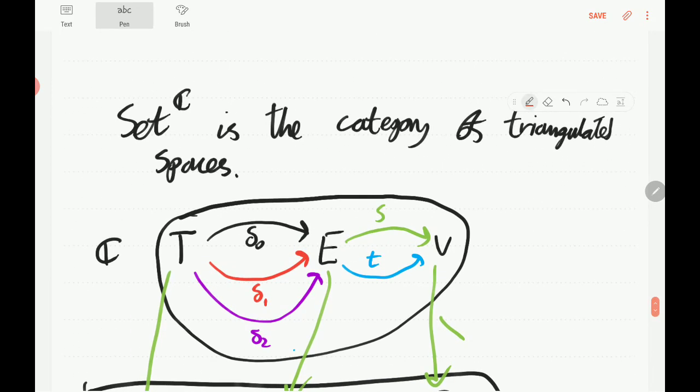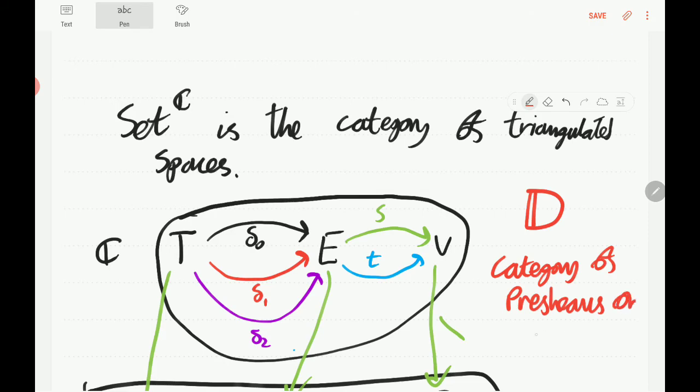So, for example, this category of triangulated spaces, well, if we have this category C I've just drawn, let's say we take that, we reverse the directions of all the arrows, and we call the resulting category D. Well, then you could say, I'm interested in the category of pre-sheaves on D. And if you were, then this thing here would be the same thing as set to the power of C.